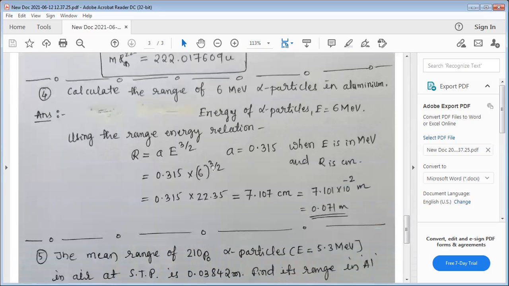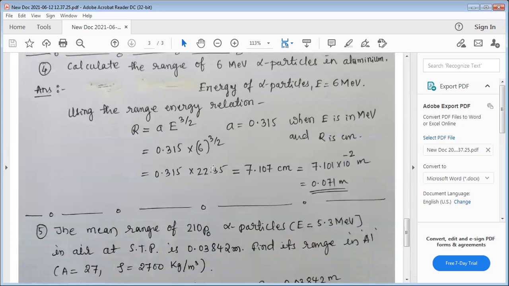So next I'll move to the fourth problem. In the fourth problem, calculate the range of a 6 MeV alpha particle in aluminum. This is a 2-mark question. So the energy of the alpha particle E is equal to 6 MeV. Using the range energy relation, we have to do this. We know that the range energy relation is R is equal to a times E raised to 3 by 2, and this quantity small a, which is a constant, is equal to 0.315 when E is in MeV and R is in centimeter.